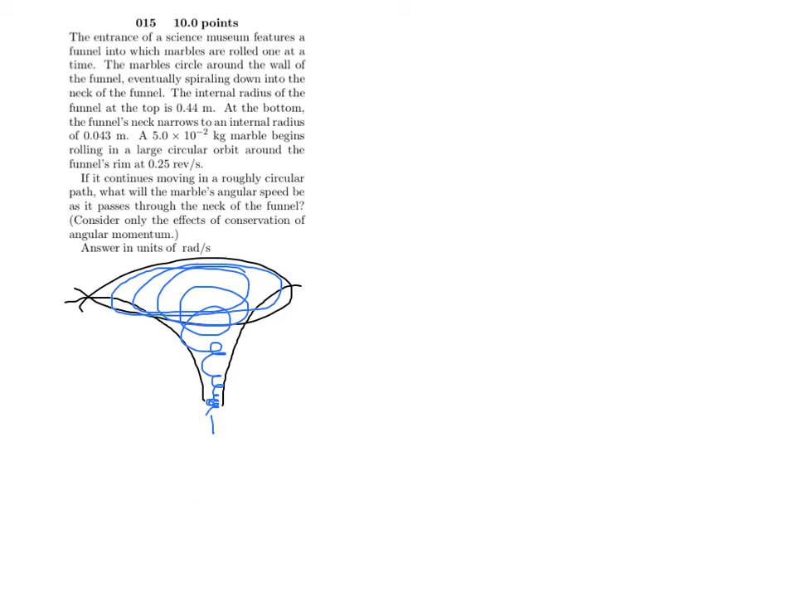Since this is an angular momentum problem, I know that my angular momentum initially is going to equal my angular momentum later on. Just like p equals mv, L is going to equal I omega. So my initial I omega is going to be my final I omega.